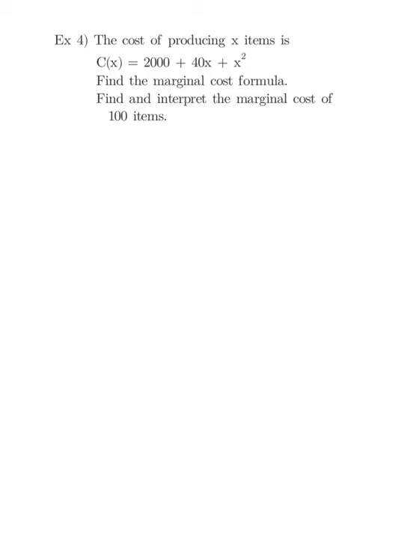On example 4, our problem says the cost of producing x items is the function c of x equals 2,000 plus 40x plus x squared. Question 1 says find the marginal cost formula. Question 2 says find and interpret the marginal cost of 100 items. Look at question 1 and you see that it says find the marginal cost. That phrase is what tells you to find the derivative.